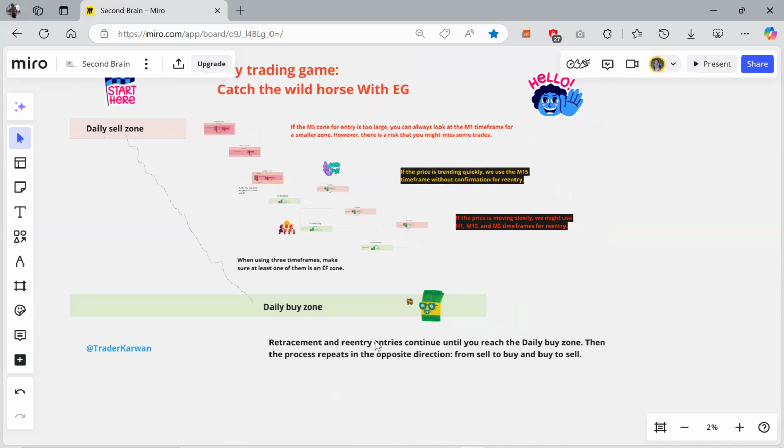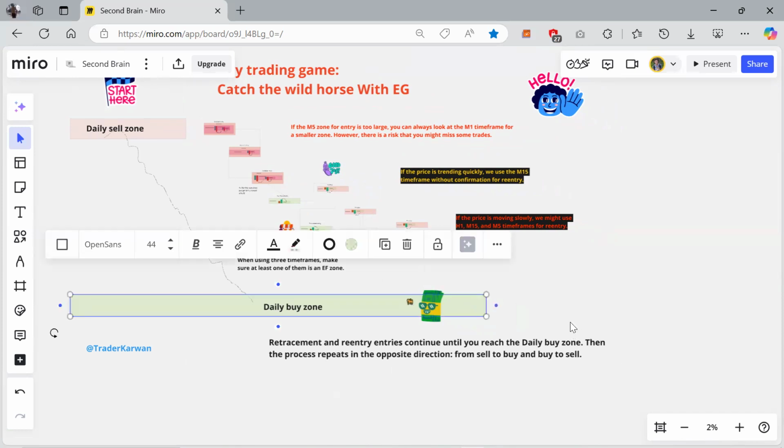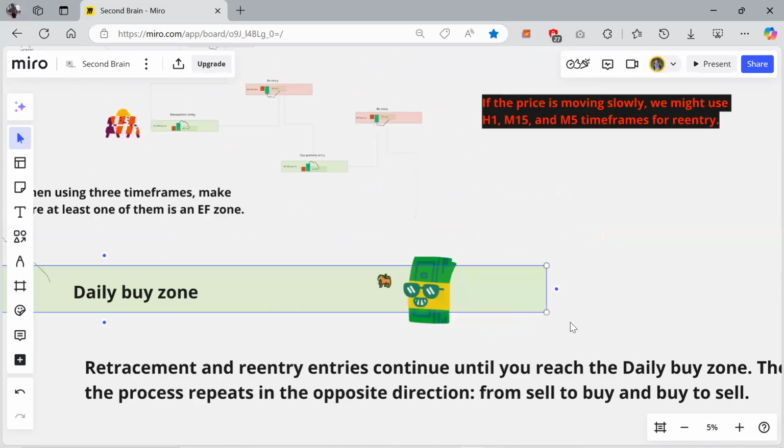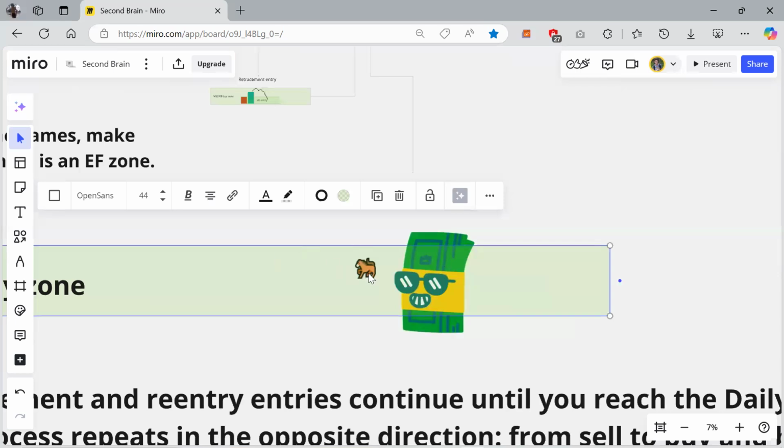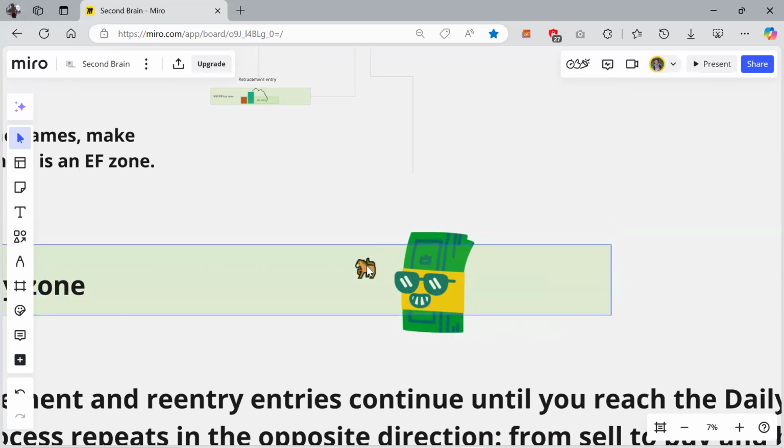So retracement and reentries continue until you reach the daily buys, and then the process repeats in the opposite direction, from sell to buy and buy to sell. Okay, so when our wild horse friend is here, we have made a lot of money, then we are going to wait and to see what he will do.